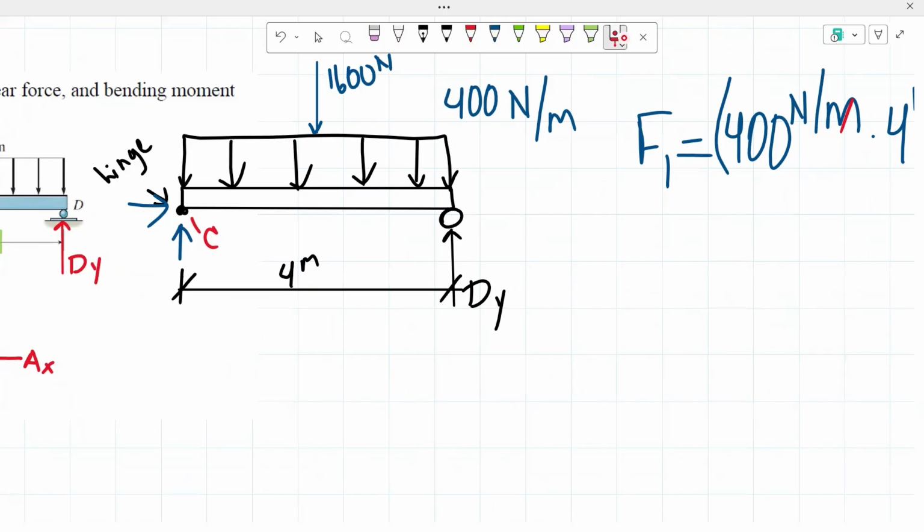my point C to determine the value of our reaction D sub y. So counterclockwise positive, we know that the sum of our moments about point C have to equal 0.